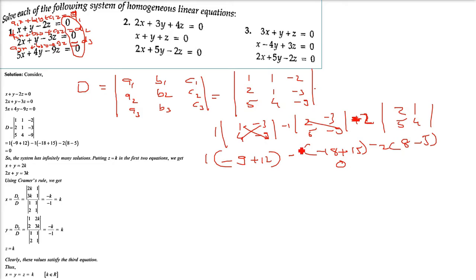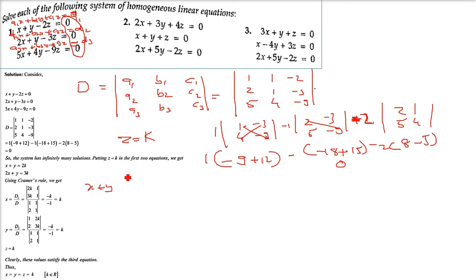That means this system of linear equations has infinitely many solutions. So we will put z equals k. We'll take the first two equations and we'll replace z by k. And then we'll solve for x and y using Cramer's rule. And then we'll see whether all the x, y, z that comes actually solves your equation or not. That is the solution.